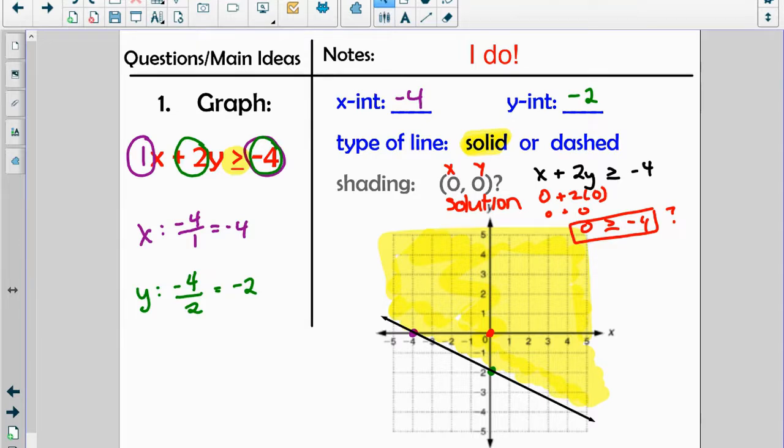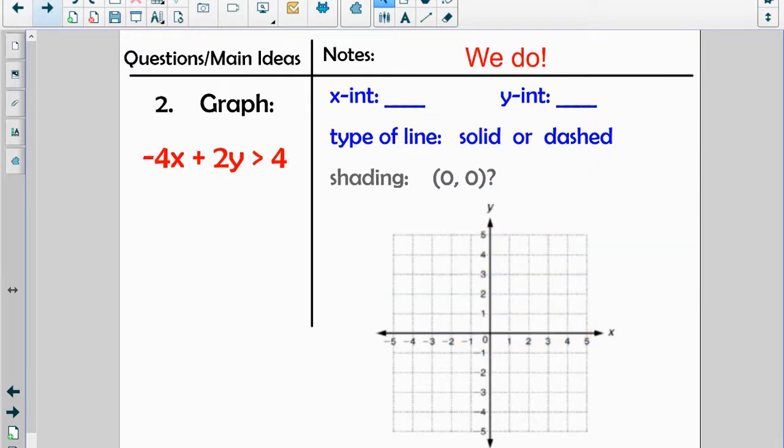So we start with find the x and the y-intercept of the boundary line, draw a solid or a dashed line based on the inequality symbol, and then we check to see where the solutions are by doing a test point. Let's look at another example together. All right, here's number 2.